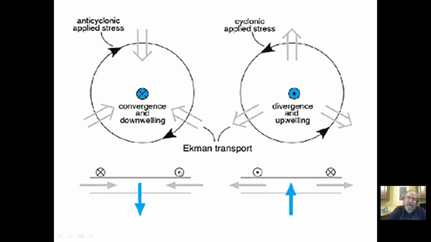So this is flow coming at you. This is flow going away from you. Right? This arrow is this arrow. This arrow is this arrow. Flow is outward. Create a void in the middle. Upwelling. Again, this arrow is coming at you. This is going away from you.